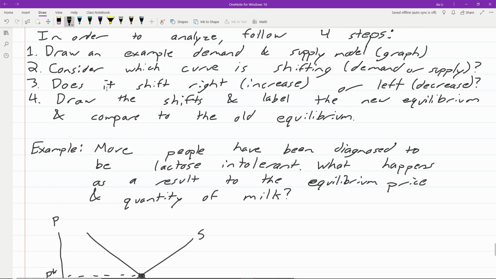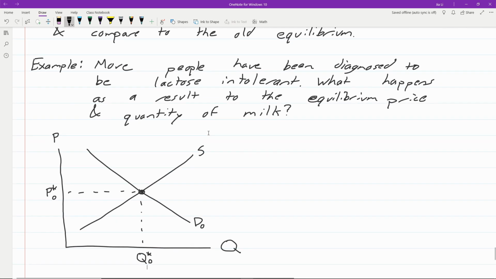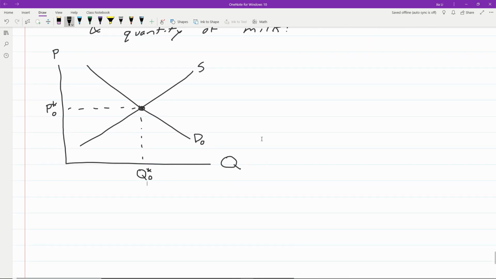going to be changing, is it going to be shifting to the right? That is, is there an increase in demand, or is it going to be shifting to the left? That is, will there be a decrease in demand? Well, naturally, with lactose intolerance and milk being a dairy product, there's probably going to be a decrease in demand for milk. That seems absolutely like the most logical thing that can happen as a result here.